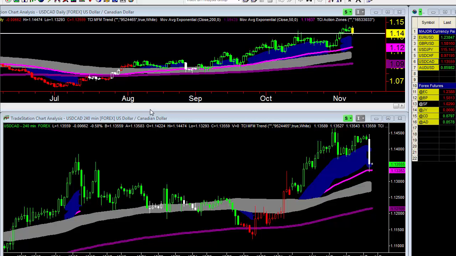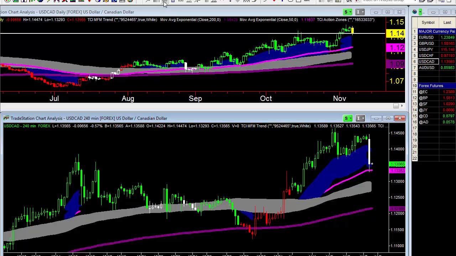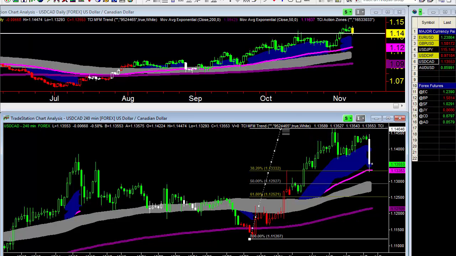If you were to take it a step further and just draw from this last swing up, you can see right here that the market nailed that 38.2% fib. So we took it from this low up to this high. Look at that, 38.2% retracement right there precisely. All right, so we are in a support zone. I would expect the market to bounce from here.